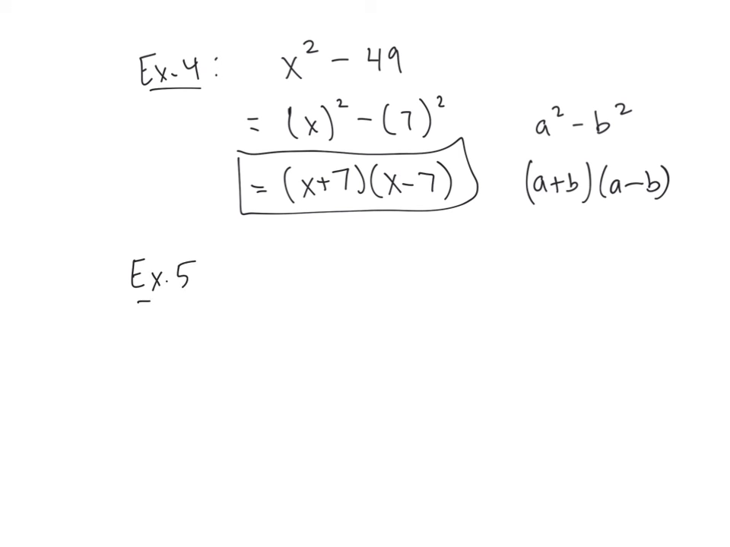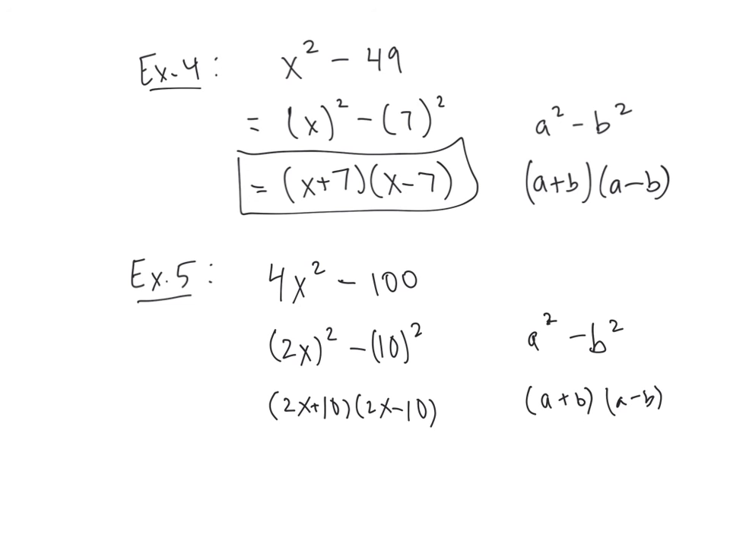All right, last one for you to try, example 5. We're going to do 4x squared. So again, I'm going to have to factor out this first part as well. So 4x squared minus 100. So go ahead and factor that using the difference of two squares and enter your answer when you're ready.